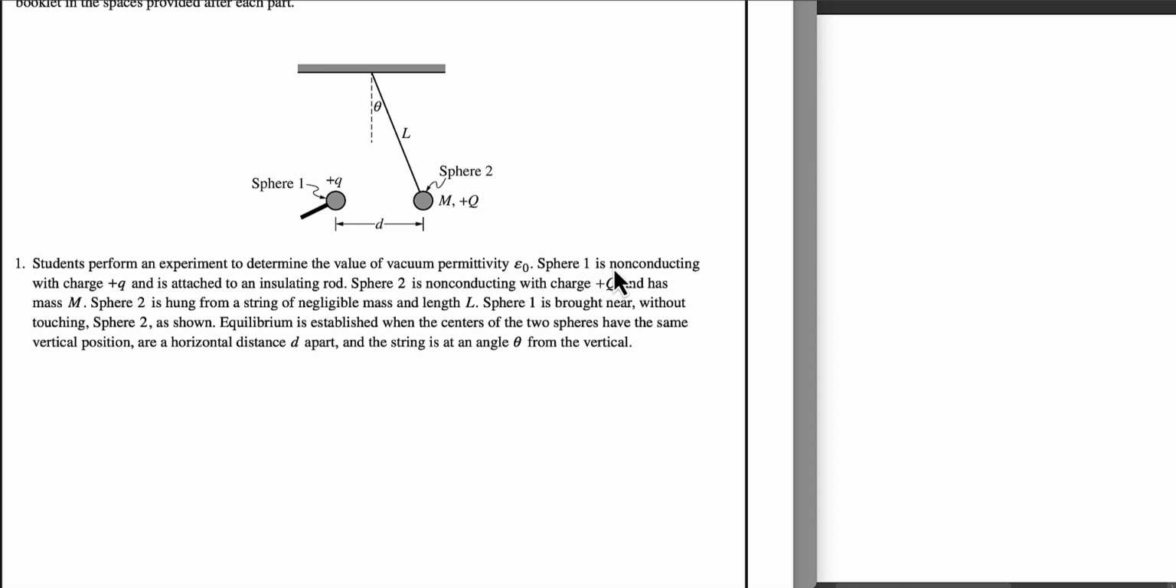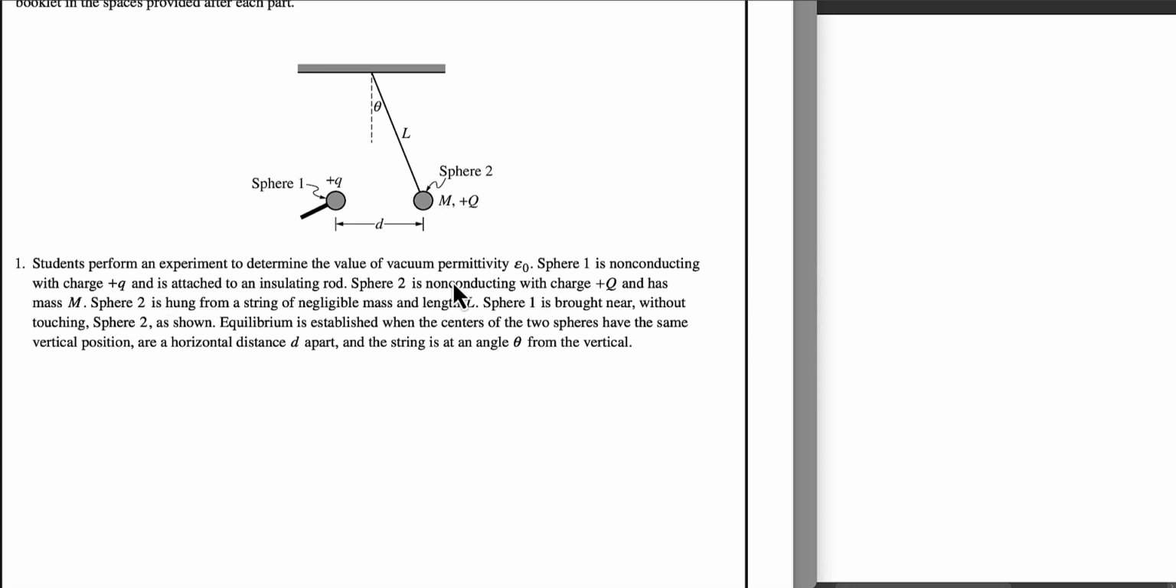Sphere 1 is non-conducting. So we'll see that non-conducting is an important condition for this question because we'll see the conducting case where the charge will redistribute. For a non-conducting sphere, the charge will be distributed uniformly on the sphere. And also the same thing happens for sphere 2.